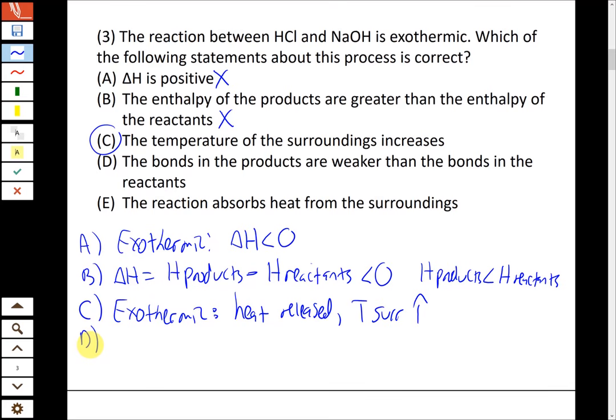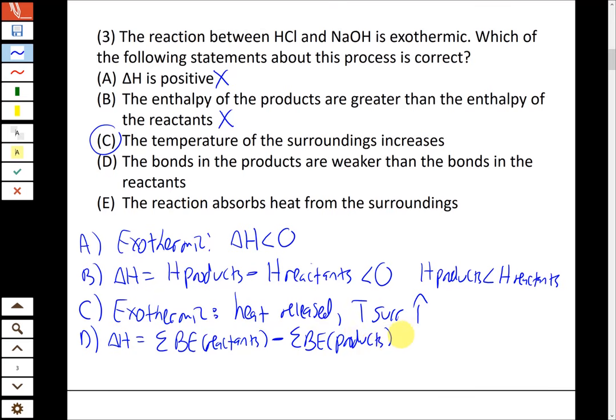Here we say the bonds in the products are weaker than the bonds in the reactants. So this is one where we have to think about one of the other ways we learn to calculate delta H, which is taking bond energies of the reactants and products and then subtracting them. And remember, when we do it that way, it's going to be reactants minus products because of how bond energy is defined as a breaking of a bond. There may be a numerical problem that uses this later on, so we'll see it again. When you calculate delta H in this way, it's the sum of the bond energies of reactants minus those of the products.